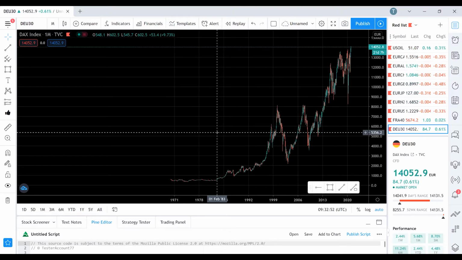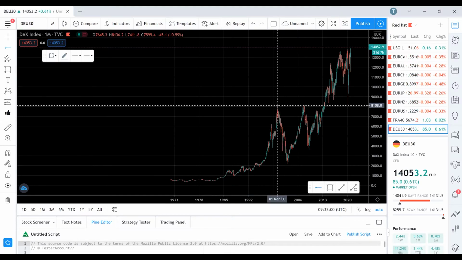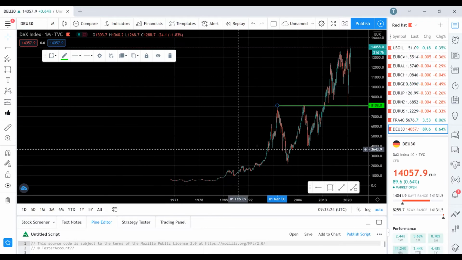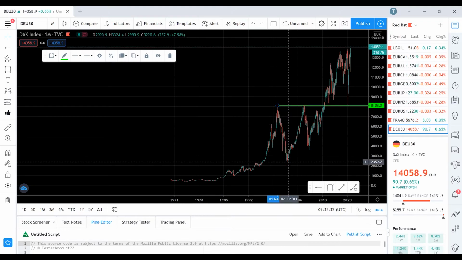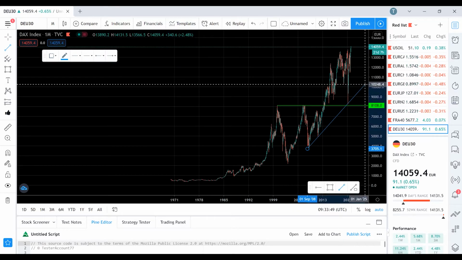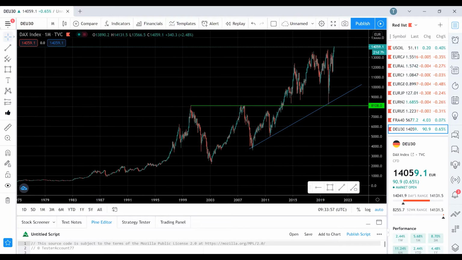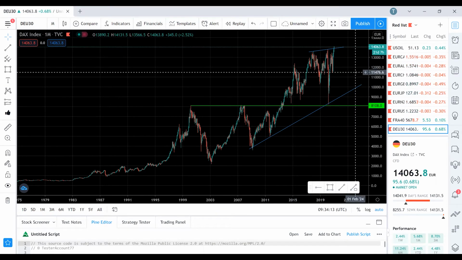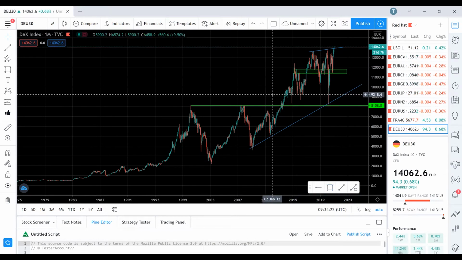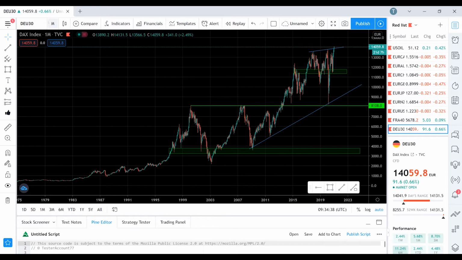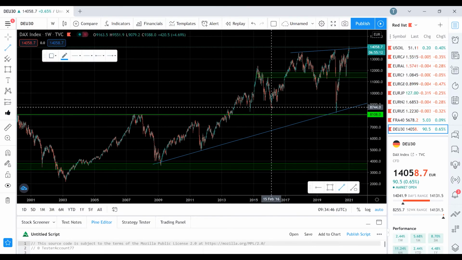Finally, we have the DAX. Start on the monthly. Support here. Trend support here. We have a buy zone here. We have a buy zone here. Move to the weekly. Trend support here.